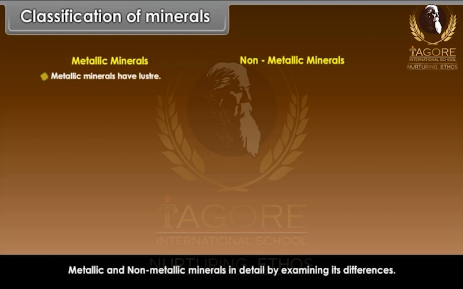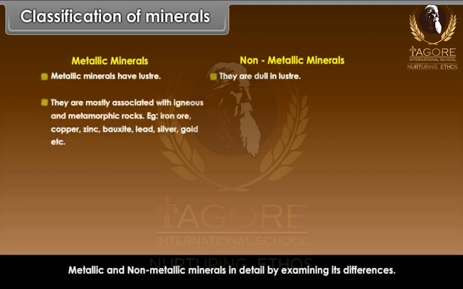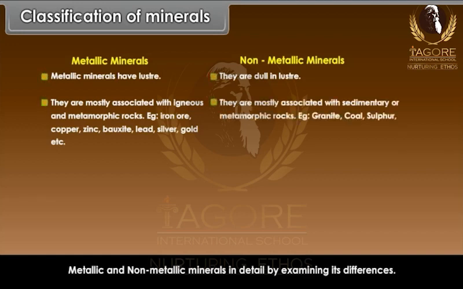Metallic minerals have luster. Non-metallic minerals are dull in luster. Metallic minerals are mostly associated with igneous and metamorphic rocks. Example: iron ore, copper, zinc, bauxite, lead, silver, gold, etc. Non-metallic minerals are mostly associated with sedimentary or metamorphic rocks. Example: granite, coal, sulfur, petroleum, salt, etc.